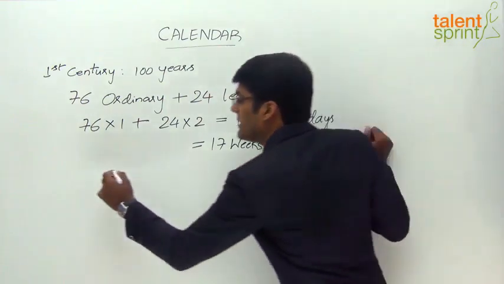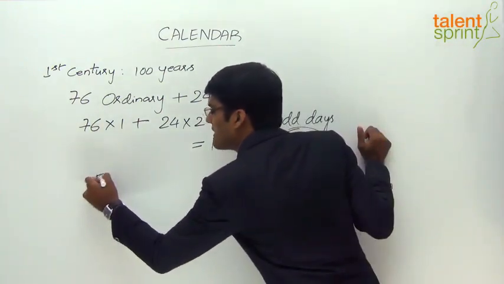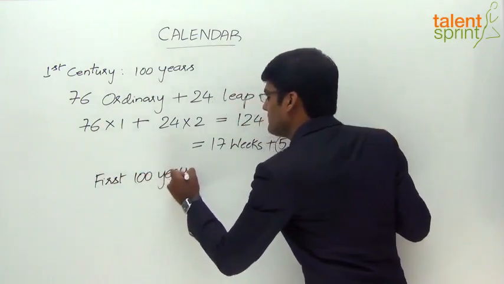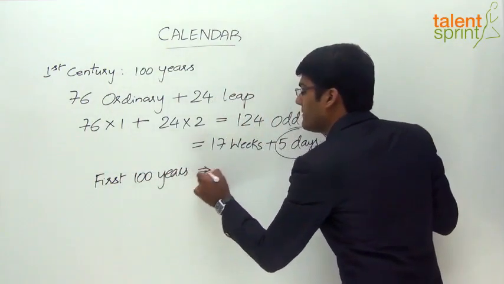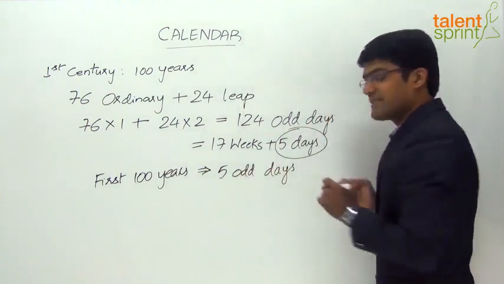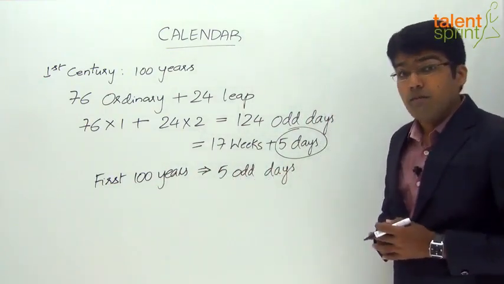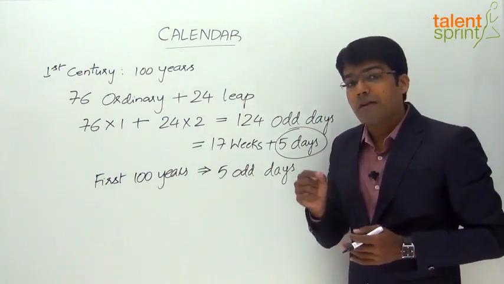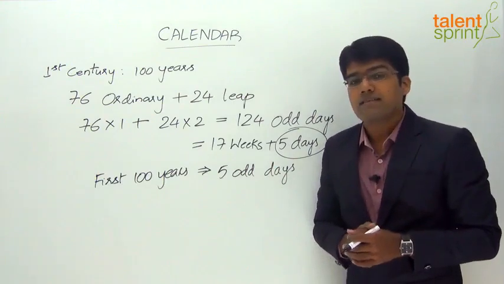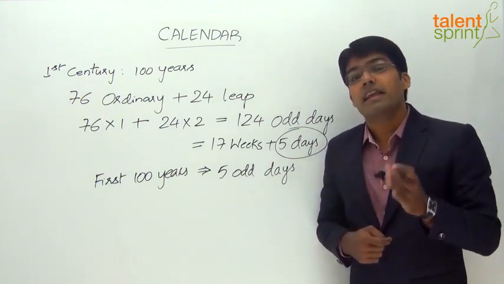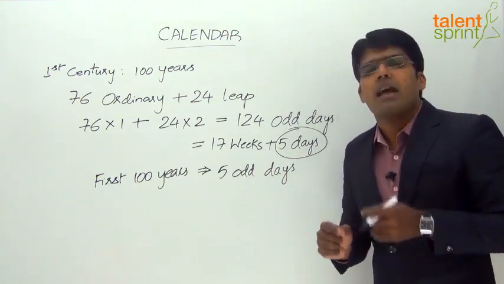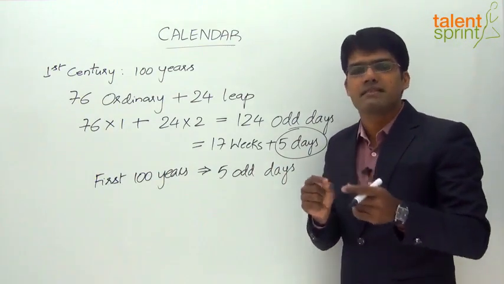So clearly in the first century, or for the first 100 years, we'll have 5 odd days. There were 5 odd days in the first 100 years. Now we know that the number 5 in terms of odd days represents a Friday. So if you understand, the first day of the first year, 1st January of the first year, was a Monday, and we have taken the reference as the previous day, Sunday.